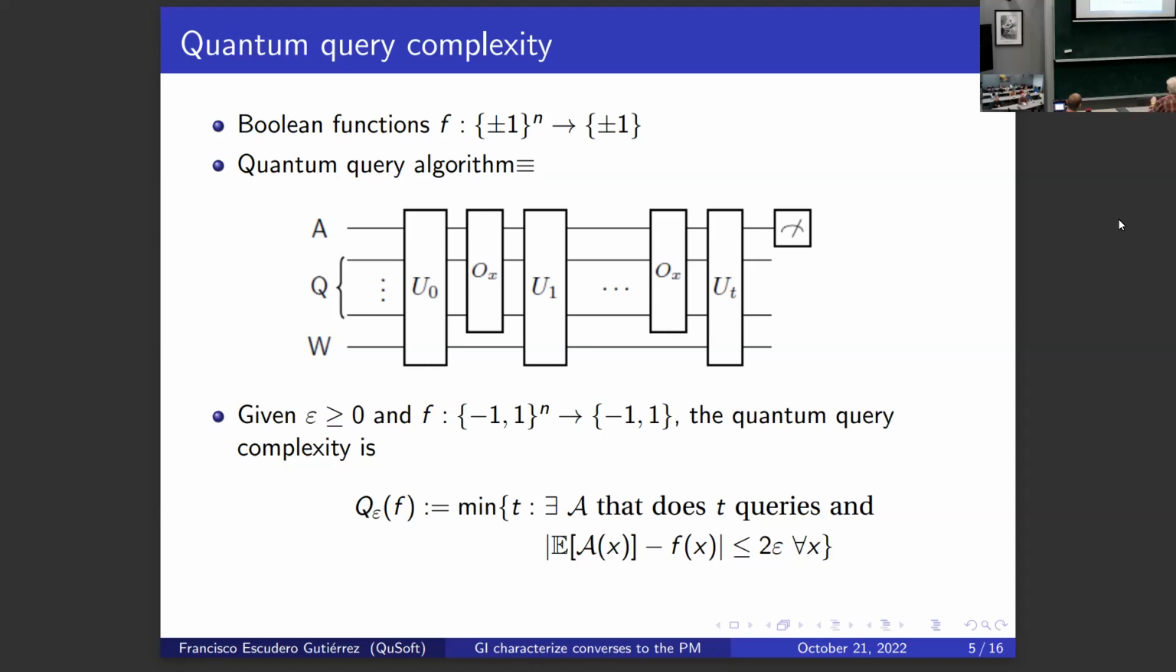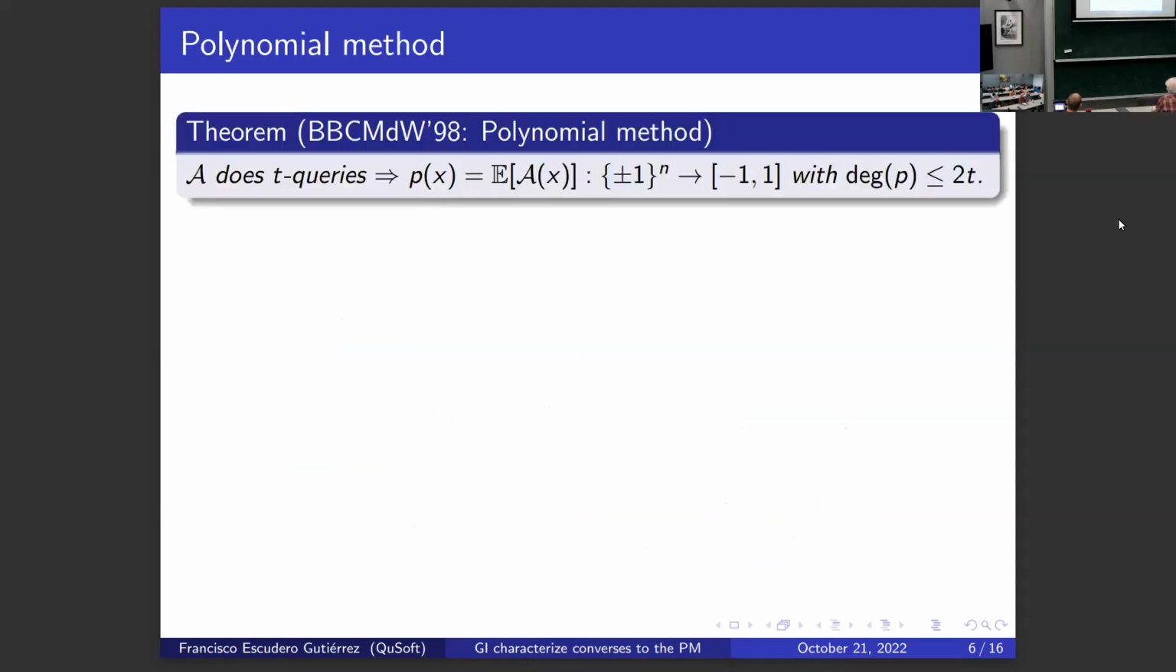But now there is another question, which is what can we say about these expectations? Maybe the first people wondering about this were Beals, Buhrman, Cleve, Mosca, and de Wolf, who more than 20 years ago proved the polynomial method, which states that if you have a quantum query algorithm that does t queries, then the output of the quantum query algorithm is going to be a bounded polynomial, which means that it takes values between -1 and 1. We have already explained why. And the degree of that polynomial is going to be at most 2t, at most 2 times the number of queries.